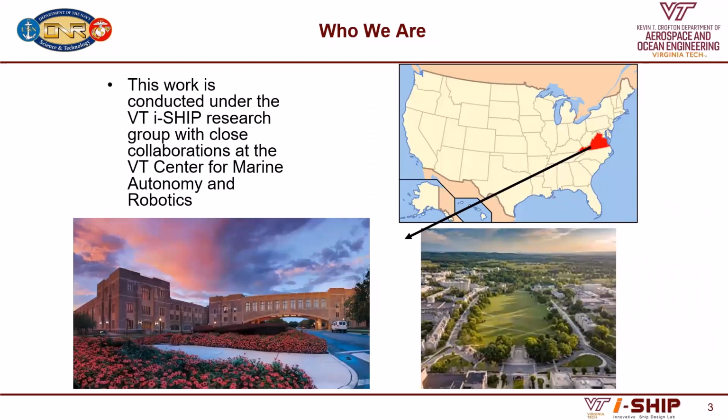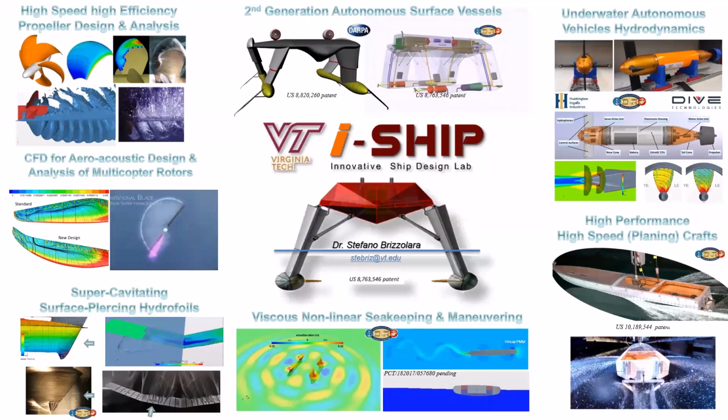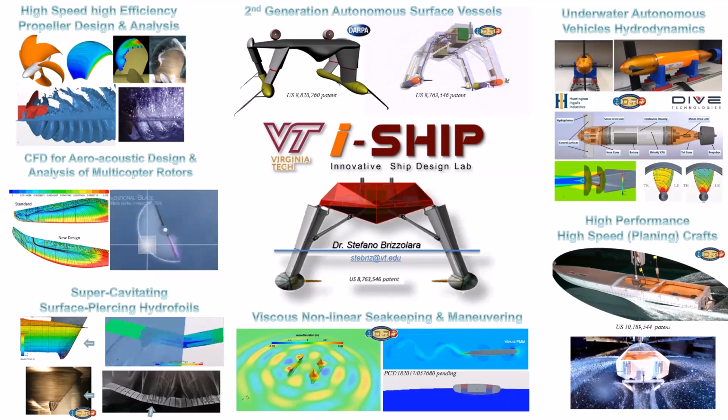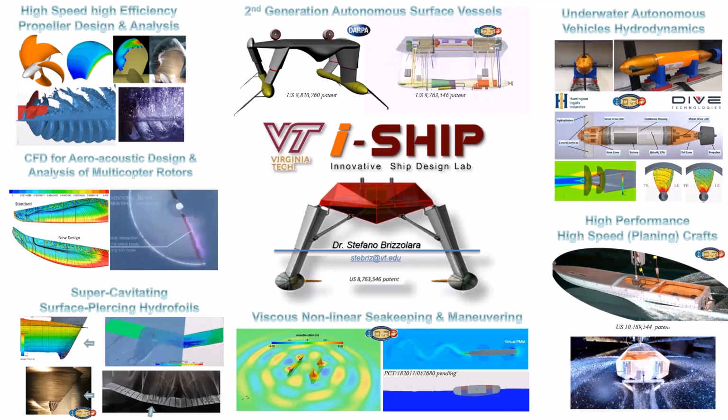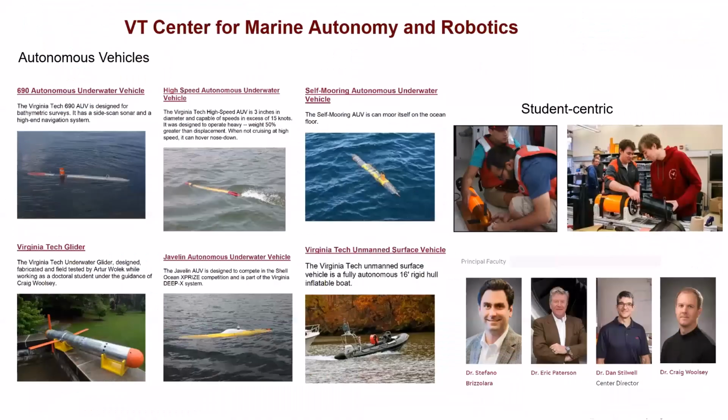This work was conducted under the Virginia Tech iShip team at Virginia Tech. And we have strong collaborations with the Virginia Tech Center for Marine Autonomy and Robotics. The Virginia Tech iShip group is advised by Dr. Stefano Brizzolara. We do a lot of different work, ranging from propeller design, supercavitating hydrofoils, AUV stepped planing hulls, novel ship design. And the Center for Marine Autonomy and Robotics works on all sorts of autonomous vehicles, mainly underwater vehicles for seafloor mapping, but there are also some surface vehicles and auto mooring devices that we have.